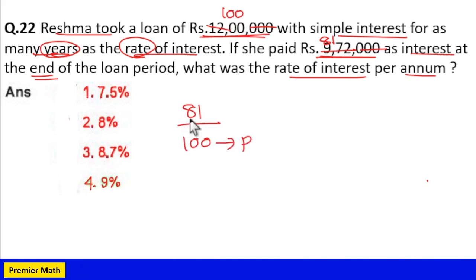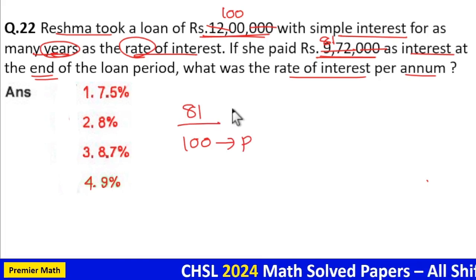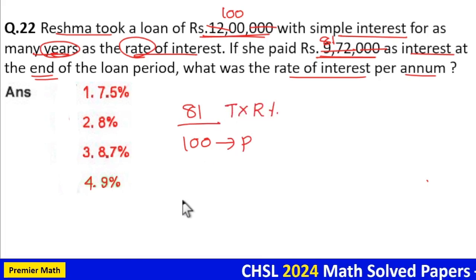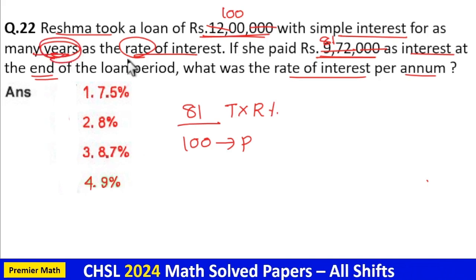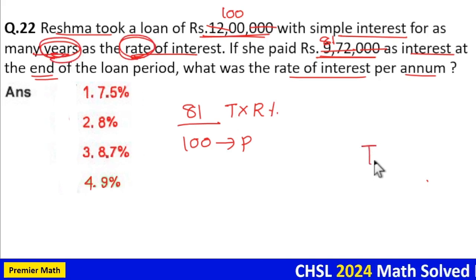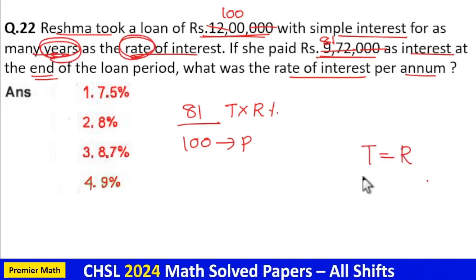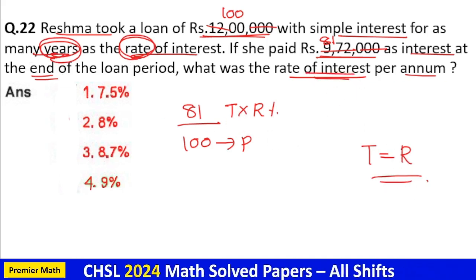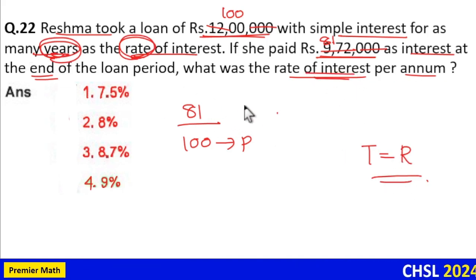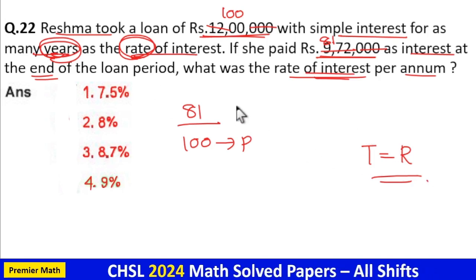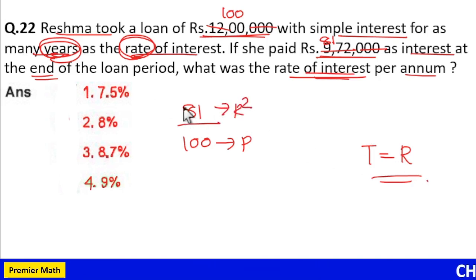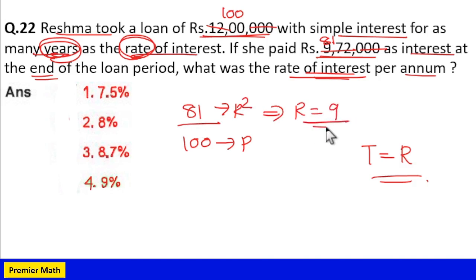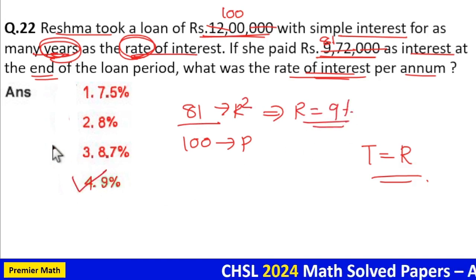Now 81 parts interest means this interest is generated for t years at the rate of r% interest. Now here the number of years and rate of interest are the same. That is, the time period is the same as the rate of interest. Which means here we need the rate of interest. So I'll write this t into r as r square, because t is equal to r. So r square is equal to 81, means r is equal to root of 81, that is 9. 9%. Option 4 is your answer.